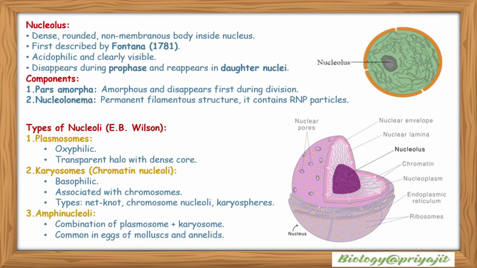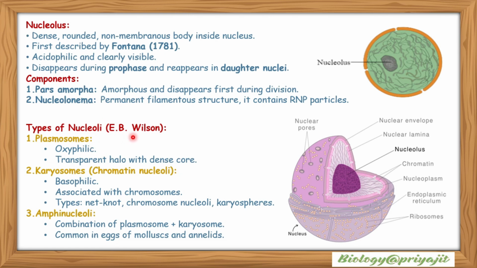Nucleolus: it is a dense, rounded, non-membranous body found inside the nucleus. It was first described by Fontana in 1781. It is acidophilic and clearly visible. It disappears during prophase and reappears in the daughter nuclei. Components: pars amorpha, which is amorphous and disappears first during nuclear division; and nucleolonema, a permanent filamentous structure that contains RNP particles.